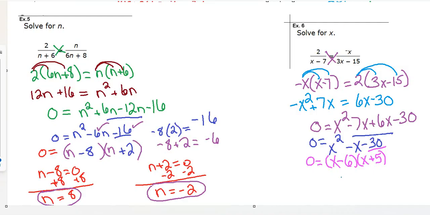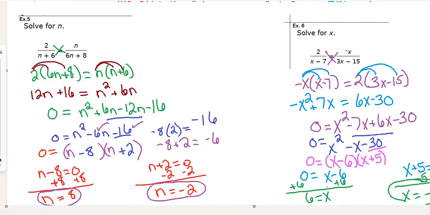Now the next step is set each one of these to equal 0. And we'll set this one, x plus 5 equals 0. We will solve this one. We want x by itself, so we add the 6 on both sides. Here we have 6 equals x on this side. And if I move that 5, that gives us x equals negative 5. So those are our two answers for that one.